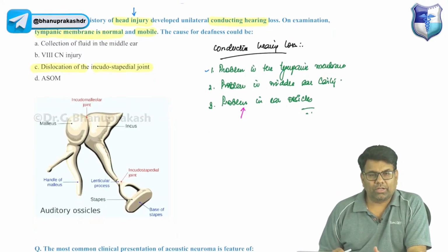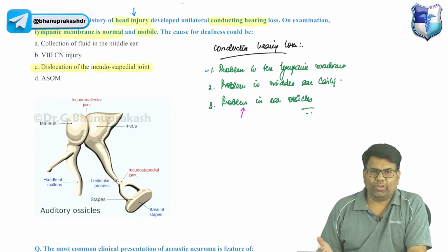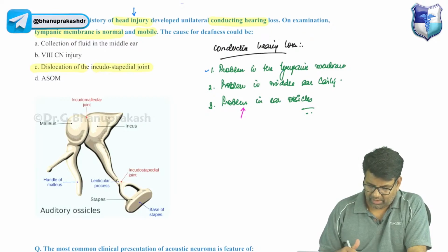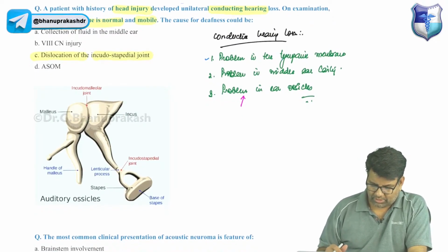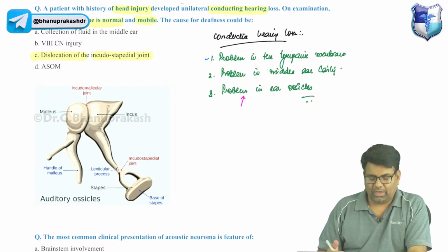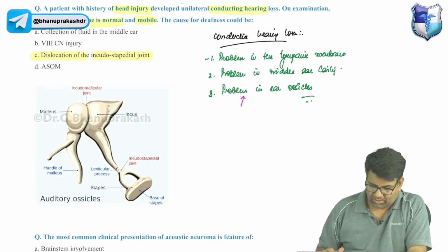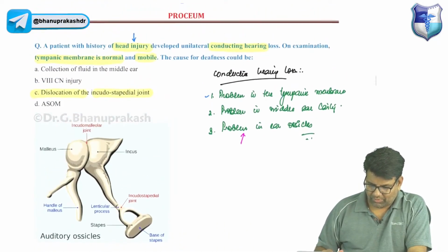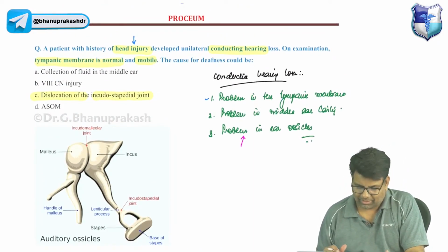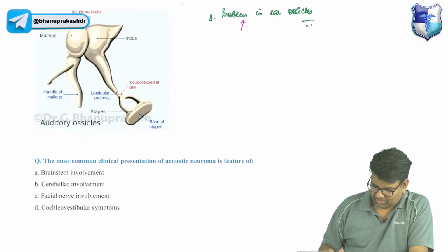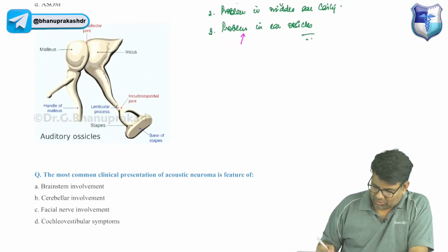ASM can also lead to conductive deafness, but there will be a history of fever, heaviness, pain in the ear, right? So this is eighth nerve injury that will always lead to sensorineural hearing loss, right? So this is how we can rule out the options and choose the best possible answer. Yes, everyone is correct. C seems the better answer here. Next question.